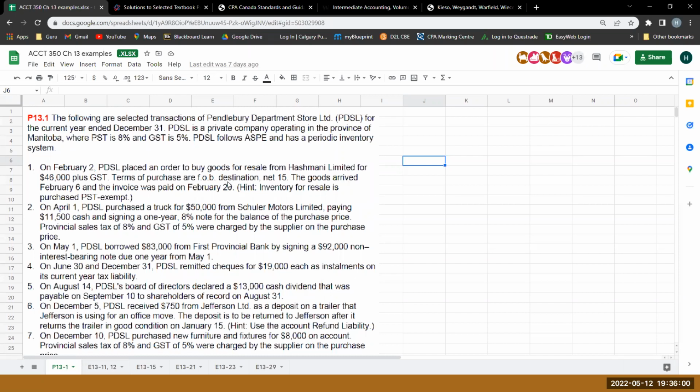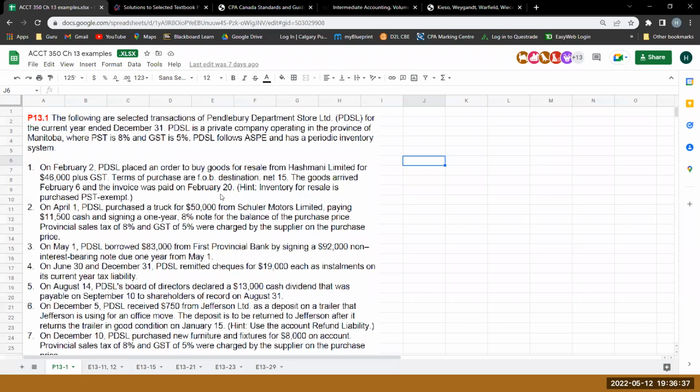So FOB destination, you might remember from your first intermediate course, is free on board. Destination implies that the title to the goods passes to PDSL from the seller when the goods are delivered. So on February 2nd, PDSL has only placed an order. They haven't yet received the goods, so they basically can't record the purchase yet.